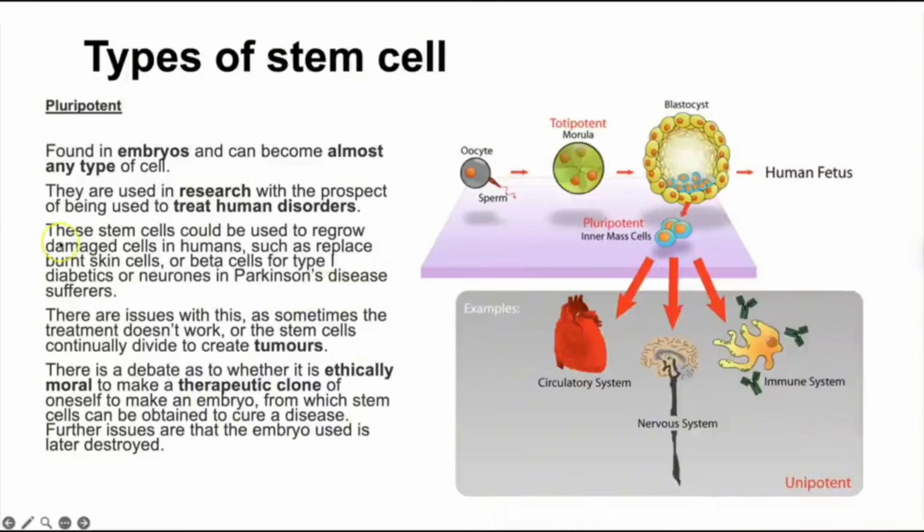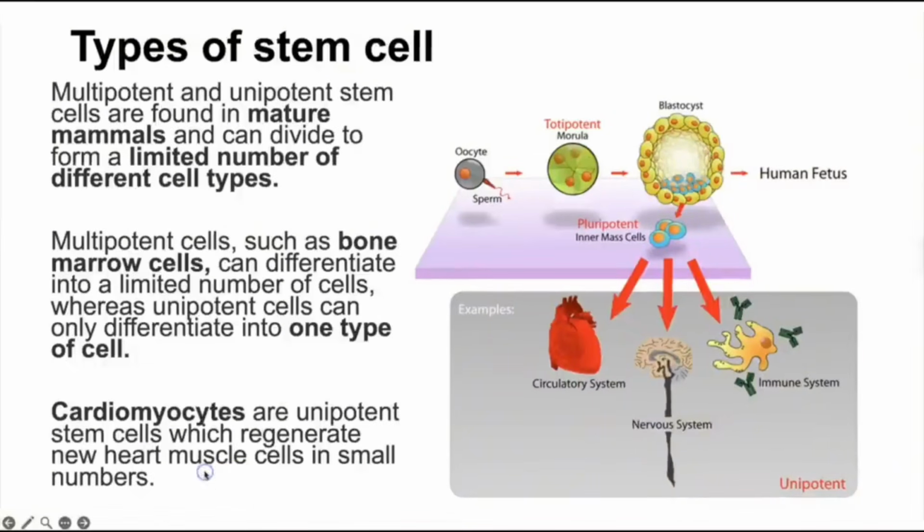So the stem cells could be used to regrow damaged cells in humans, such as to replace burnt skin, or even beta cells to try and treat type 1 diabetes, or neurons to treat Parkinson's disease. There are issues with this though, as sometimes the treatment doesn't work, or because stem cells can continually divide, they can form tumours. There is also debate as to whether it is ethically moral, because in order to use it for treatment, you would have to make a therapeutic clone of the person you are trying to treat. And the embryo is then destroyed once the pluripotent stem cells are removed as well.